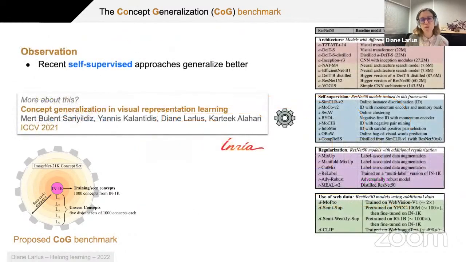Without going into the details of the study we conducted, we compared a very large number of approaches that were dedicated to learning visual representations. And what we found very interesting is that, surprisingly, the most resilient methods, the ones that generalize best to unseen concepts, are actually the self-supervised learning methods that I described first. They're even better than their supervised counterparts.